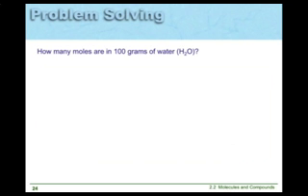How many moles are in 100 grams of water? All right. So remember, there is a certain mass for 1 mole of water. We just saw that. 1 mole of water has a mass of 18 grams. So how many of those 18 gram moles fit into 100 grams of water? That's the way you need to think about it. Now I'm going to let you do the math real quick, and then I'll show you how I want you to represent it on paper. Ready? Go.